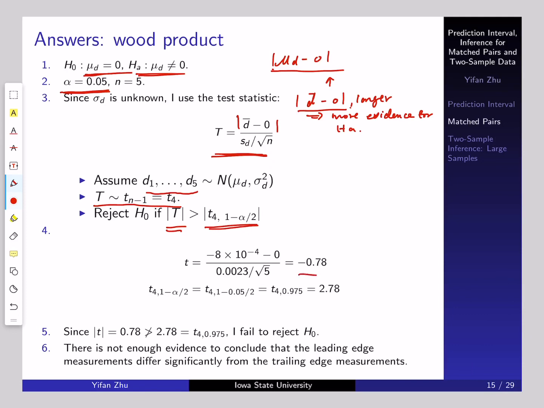Then we plug in the data. We have the observed test statistic, and we also have the critical value. The value of the test statistic is 0.78. It is less than the critical value, so we fail to reject H naught. So there is not enough evidence to conclude HA. There is not enough evidence that the leading edge measurements differ significantly from the trailing edge measurements.